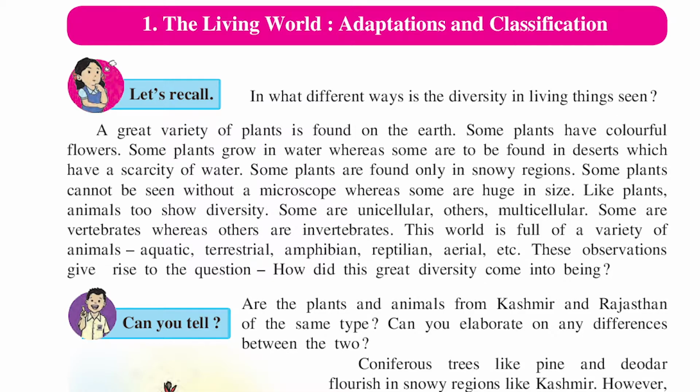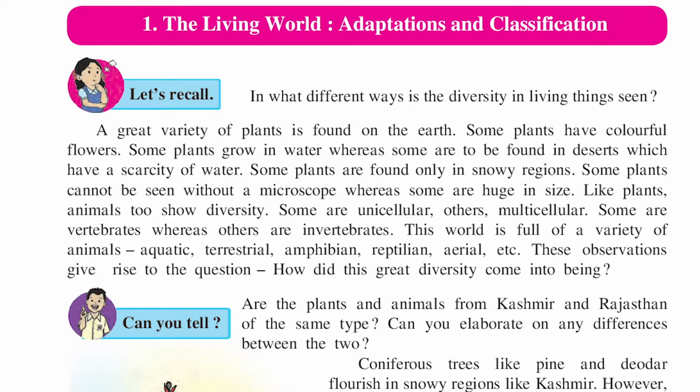In what different ways is the diversity in living things seen? A great variety of plants is found on the earth. Some plants have colorful flowers. Some plants grow in water, whereas some are to be found in deserts which have a scarcity of water. Some plants are found only in snowy regions. Some plants cannot be seen without a microscope, whereas some are huge in size.